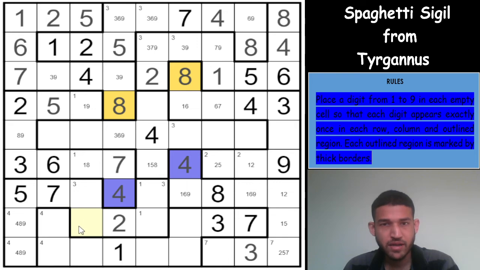Okay, what does this cell contain? It cannot be 2, 5, 7. It cannot be 4. So 1, 3, 6, 8, 9. 3 is not possible and 1 is not possible. So this one is restricted. It can only be 6, 8 and 9.